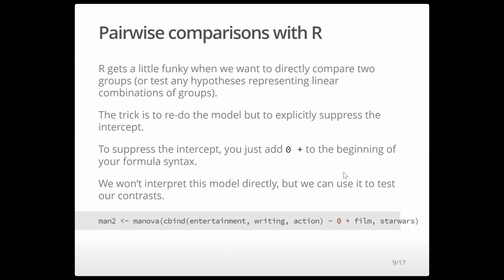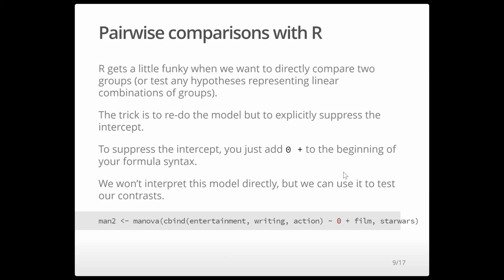And what that's going to do is it's going to give us 3 different coefficients that are going to give us the value for each of our 3 groups, as opposed to having an intercept and then having some kind of contrast which compare 2 of the groups to the intercept and have the intercept sort of represent the 3rd group. So to suppress the intercept, we're just going to add 0 plus to the beginning of our formula syntax.